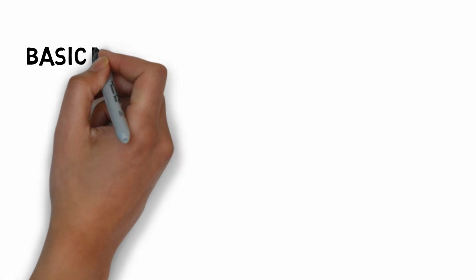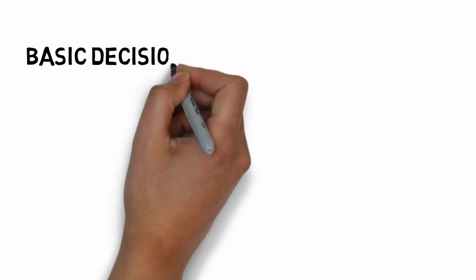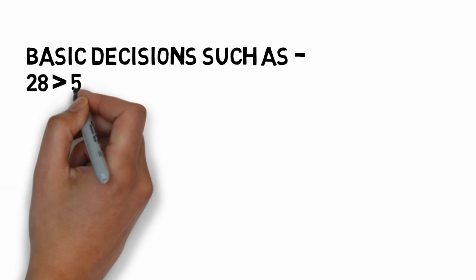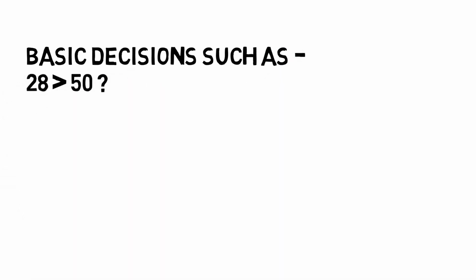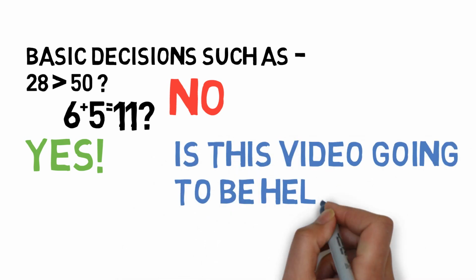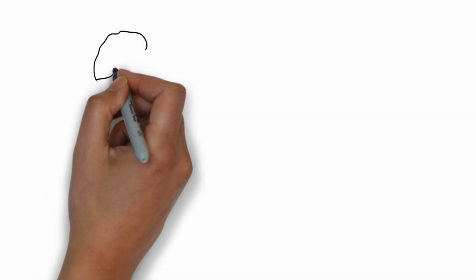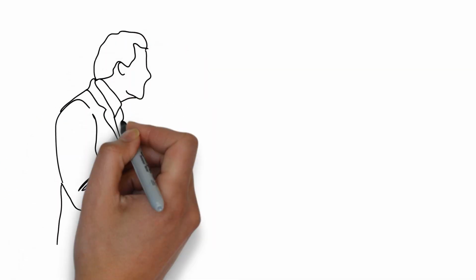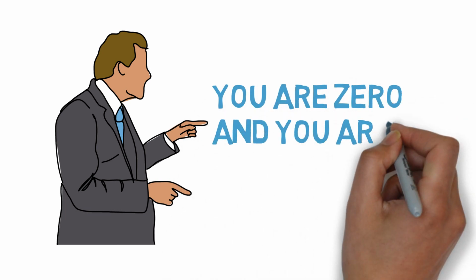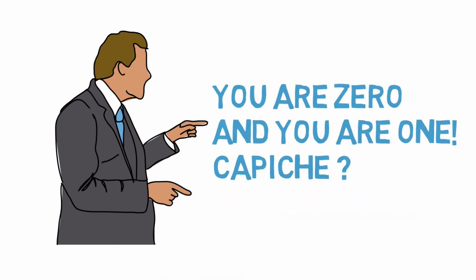Now again, computers are made to make basic decisions such as, is 28 greater than 50? No. Is 6 plus 5 11? Yes. Is this video going to be helpful in any way? No. No, not really. I don't think so. So, again, what determines if something is going to be 0 or 1?